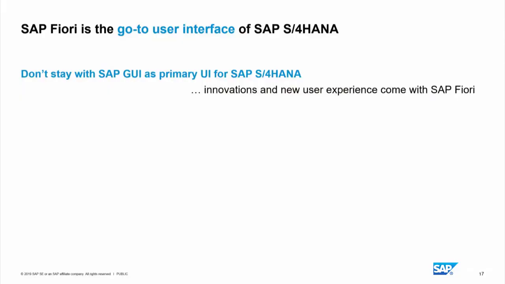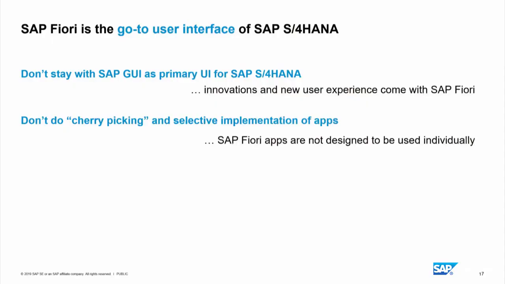To sum it up, Fiori is the go-to user interface, as I mentioned, for S/4HANA. So please don't stay with SAP GUI as a primary user interface for S/4HANA, because all innovations and the new user experience only come with SAP Fiori. Don't do cherry picking of individual apps and selective implementation of apps, because experience shows that this is very expensive and very effort intensive, and Fiori apps are not designed to be used individually. They are designed to be used in a navigation network, so therefore picking individual apps doesn't help.